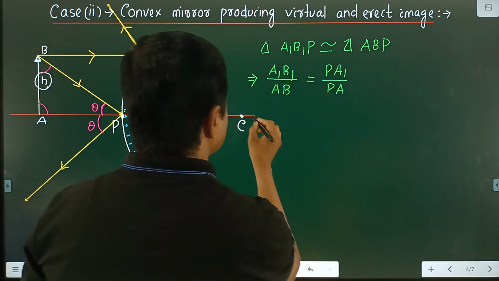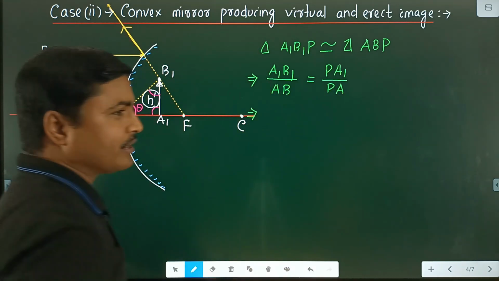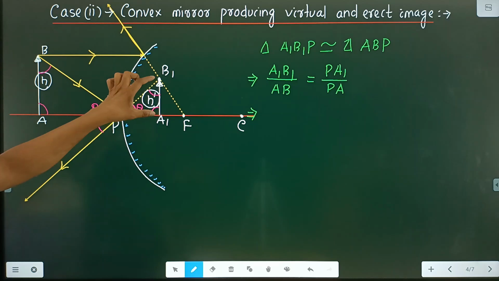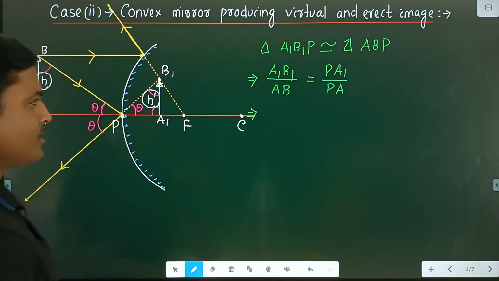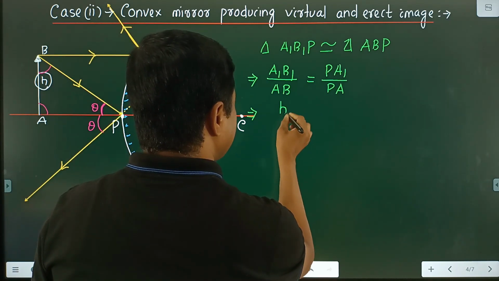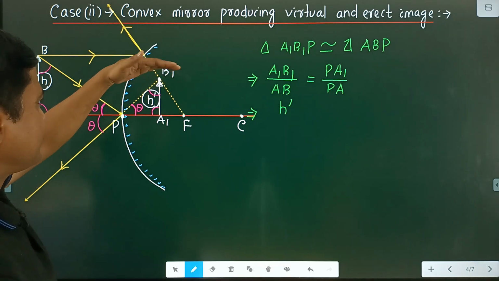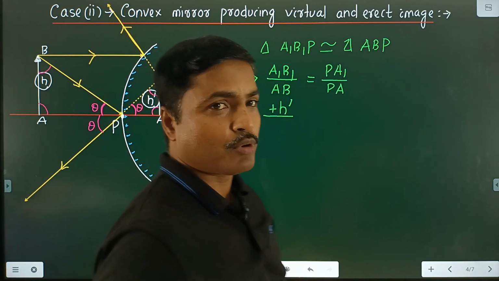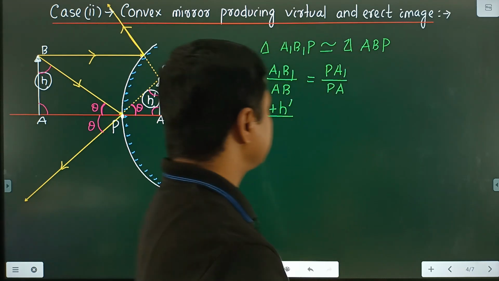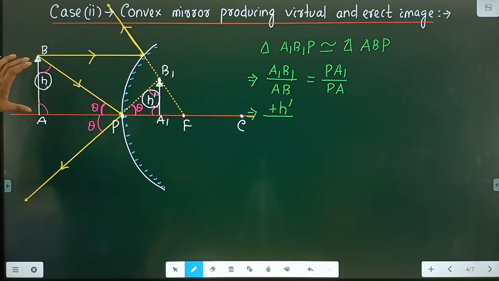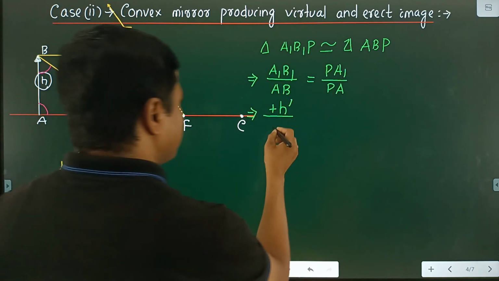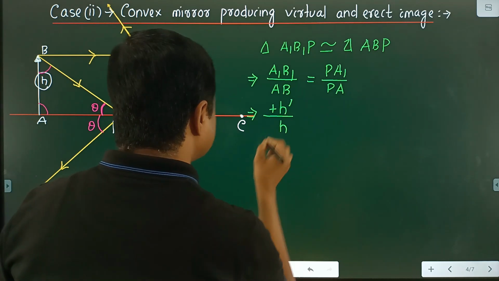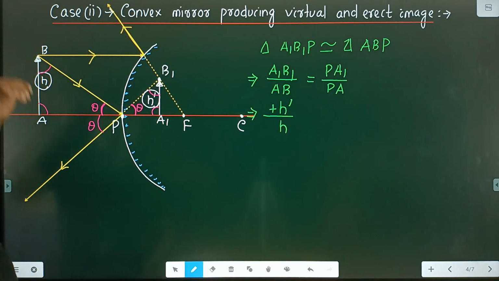Clear? That implies we write A1B1, that is the height or size of the image. For the height or size of the image we write h prime, and that is situated above the principal axis, so according to sign convention we write plus h prime. Similarly, in place of AB, that is the height or size of the object, we write h, and that is also situated above the principal axis.